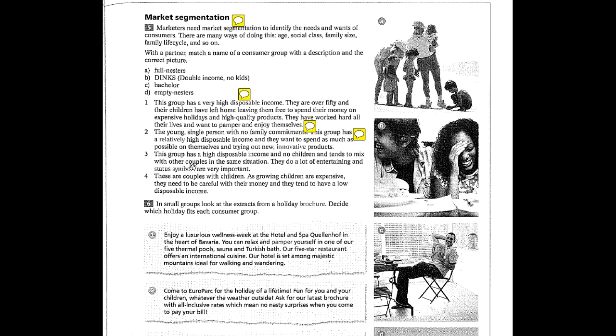Number 2 with D. This group has a high disposable income and no children and tends to mix with other couples. Okay? So no children, a lot of income. So dinks, double income, no kids. Dinks. So number 3 with B.